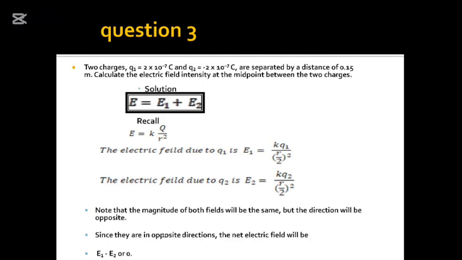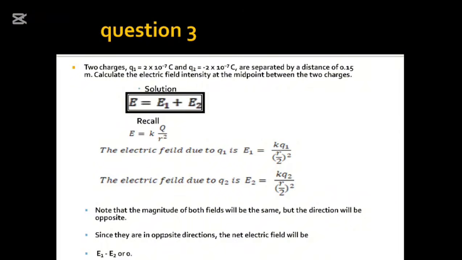So note that the magnitude of both fields will be the same. Why would they be the same? Because the magnitude of the charges are the same. What is different is the sign, but the magnitude is 2 times 10 raised to power minus 7. Both of them are the same, but the sign is different. The direction will be opposite, because one is positive and the other one is negative.